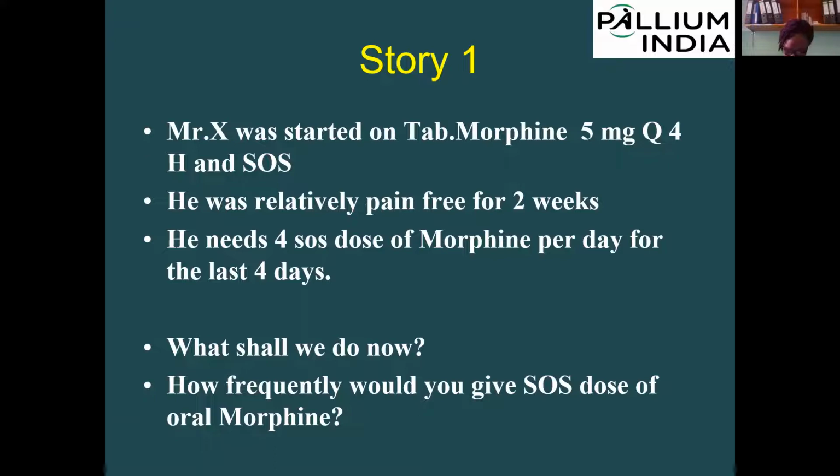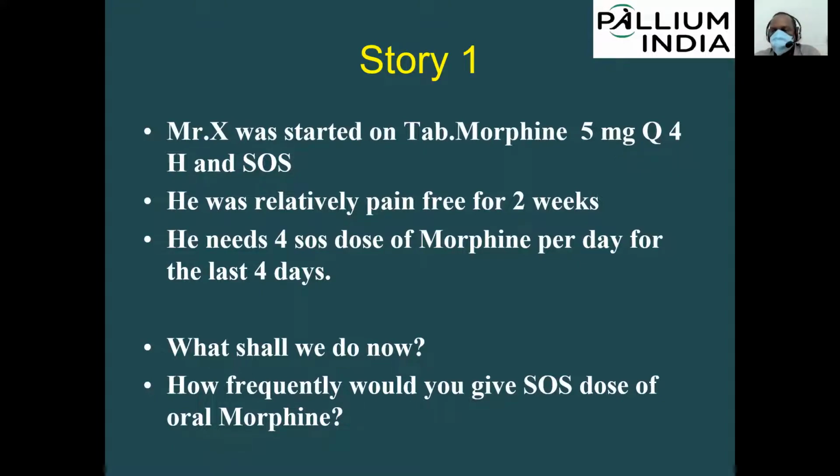Yeah, it's okay. This patient is already on 5 milligram 4 hourly and SOS, and this patient now requires 4 SOS doses. That means the previous dose is not enough. That's why this patient requires 4 SOS doses. So that means, as Antonia told, you have to add up all the doses. Or in other ways, you can decide that you need to increase the dose of morphine.